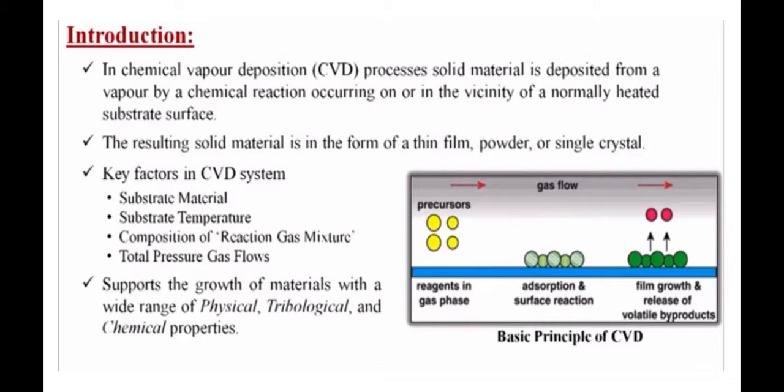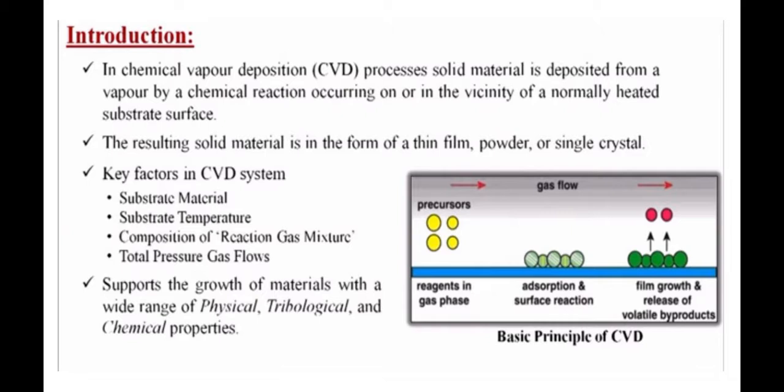What type of gas I am going to use: either I can take a single gas or multiple gases, so that they can mix together and form a new material, and that material can react with the substrate and do the coatings. And the last one is the total pressure and gas flows. So we can grow material with a wide range of physical, tribological and chemical properties. By doing this CVD process we can change these properties of the material itself.